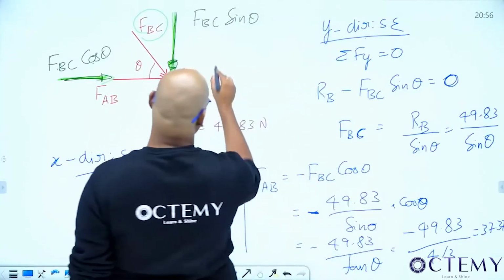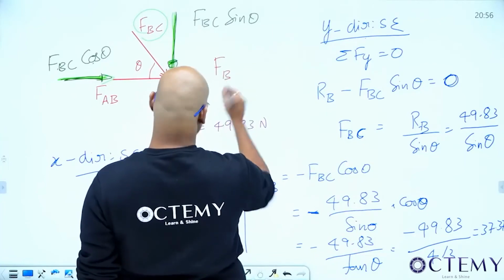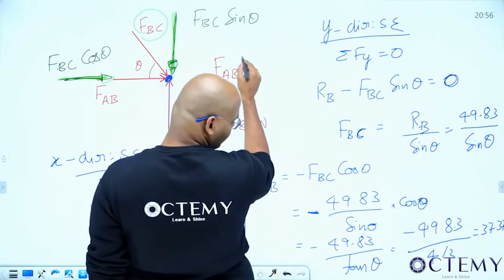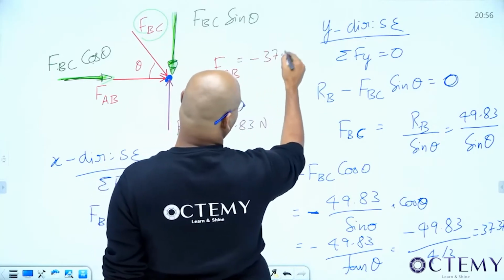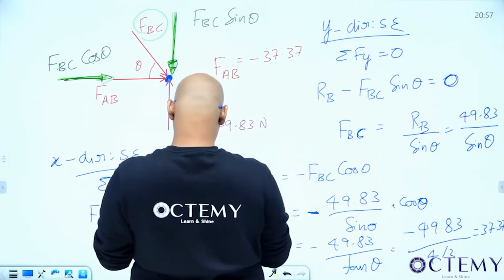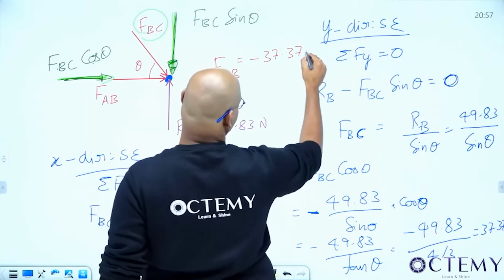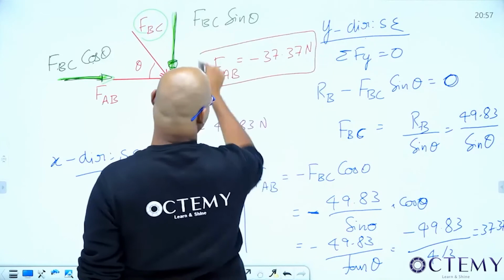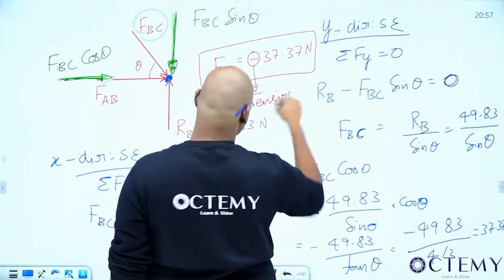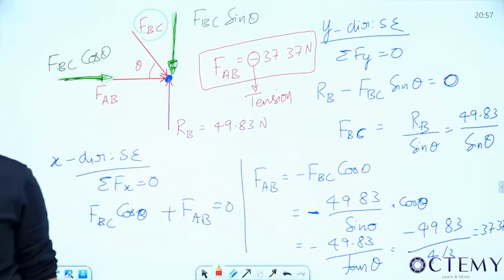Finally, what is my answer? FAB is equal to minus 37.37 newtons. Okay, so fine. So minus indicates what? The member is under tension. My assumed direction is wrong. It is under tension. Are you okay?